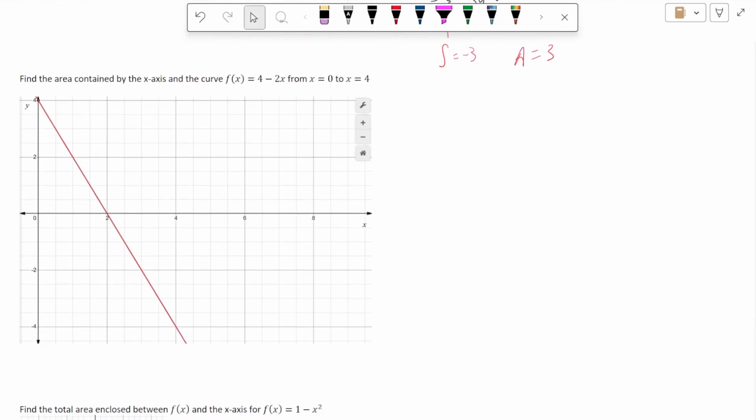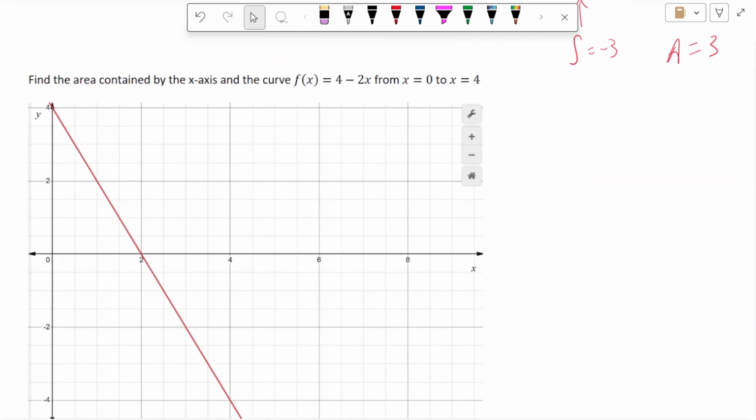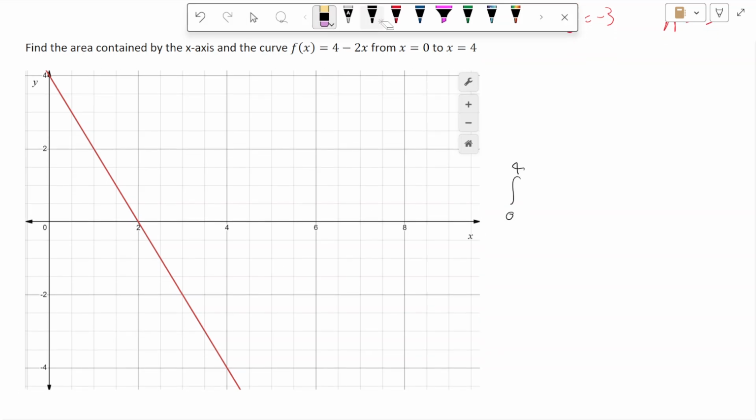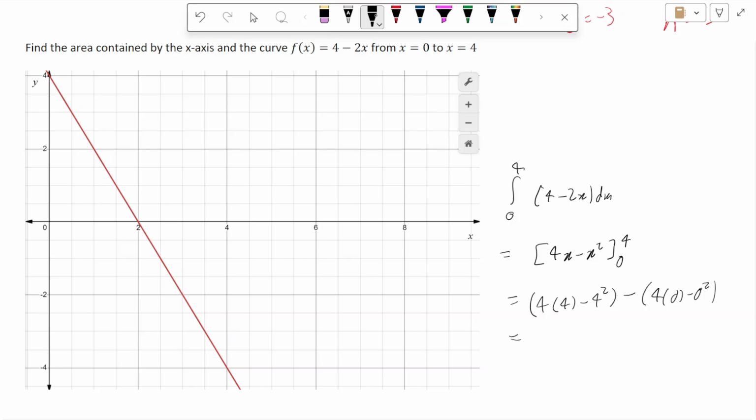Okay, next, find the area contained from 0 up to 4. So let's try this. The integral from 0 up to 4, this is the same function as before. So that's going to be 4 take 2x, so that is 4x take x squared. So that's going to be 4 lots of 4 take 4 squared. That's the first bit. And then it's 4 lots of 0 take 0 squared. That's the second bit. So that's 0 take 0. So the area is 0 square units.